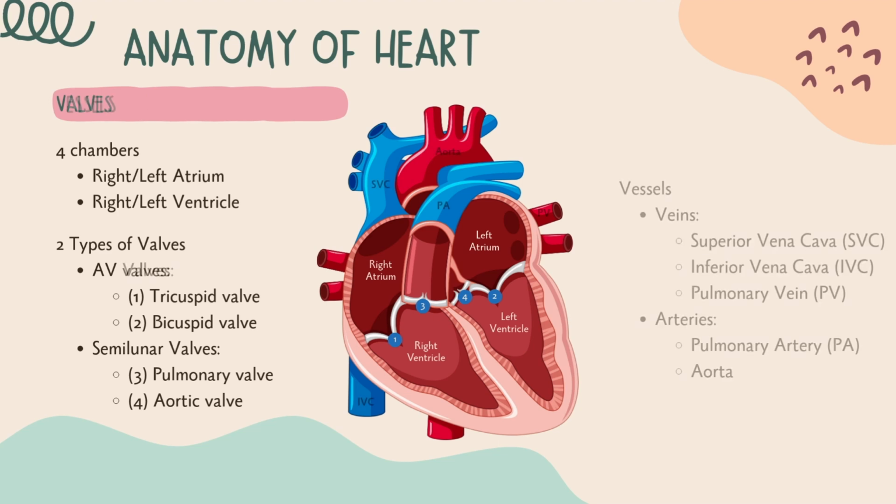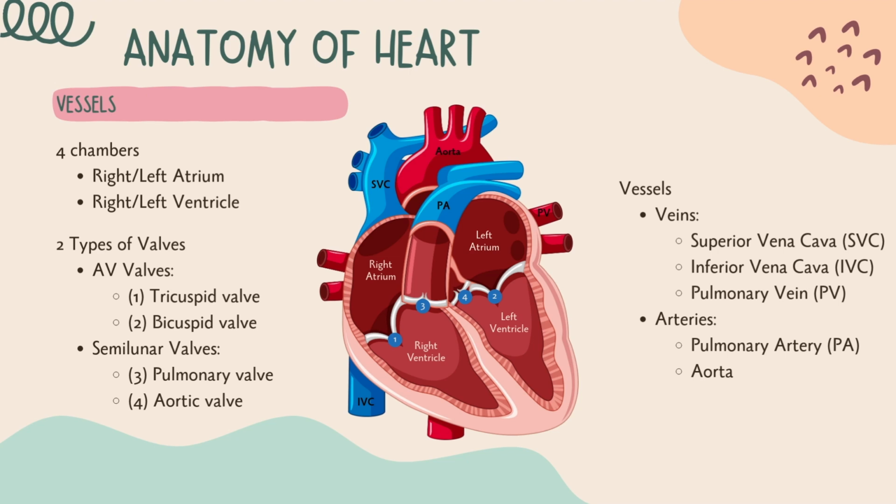So there are veins and arteries. Veins typically bring blood to the heart and it's deoxygenated. So all the blue on this picture are veins. You have the superior vena cava and the inferior vena cava. They bring blood into the right atrium. And then the pulmonary vein brings blood back to the heart. Pulmonary vein is the only vein that is oxygenated.